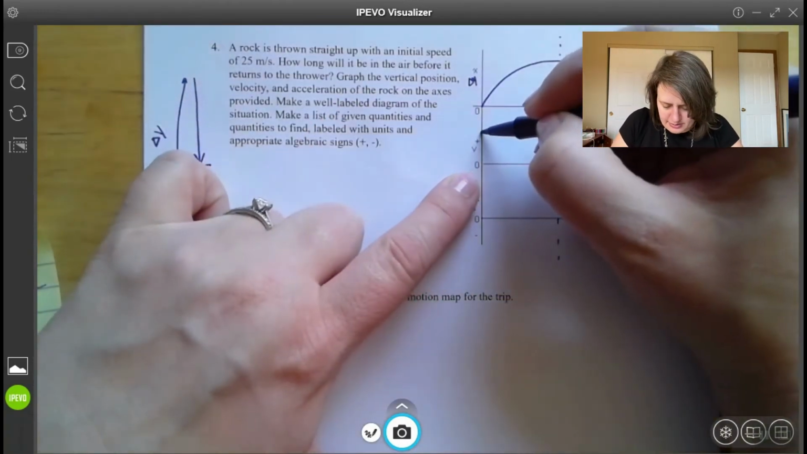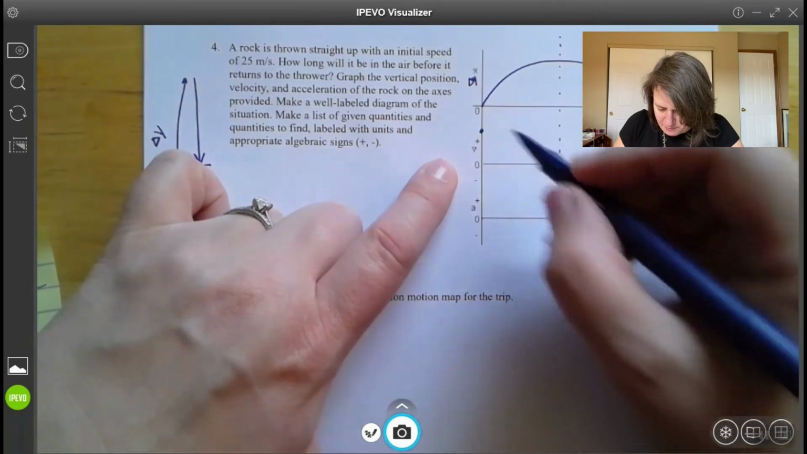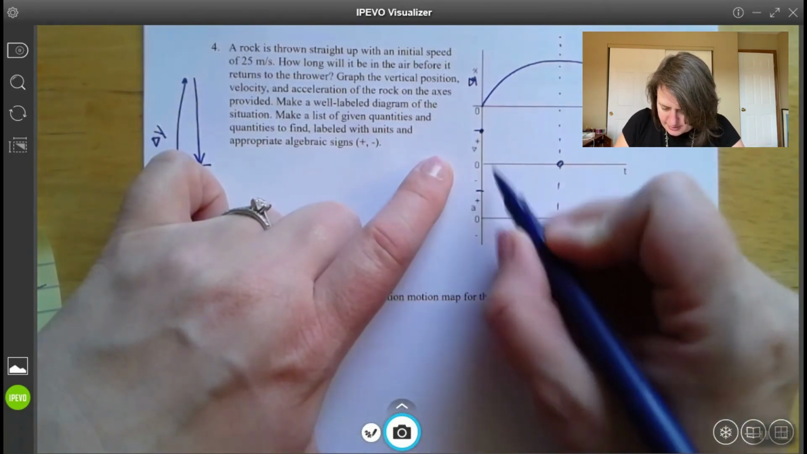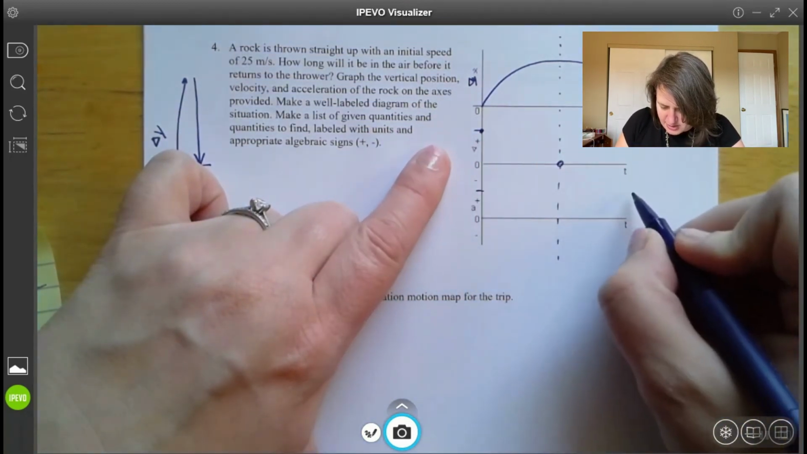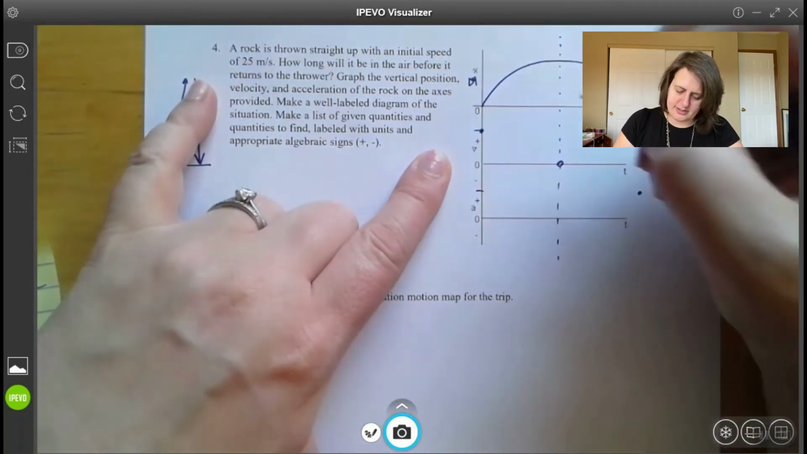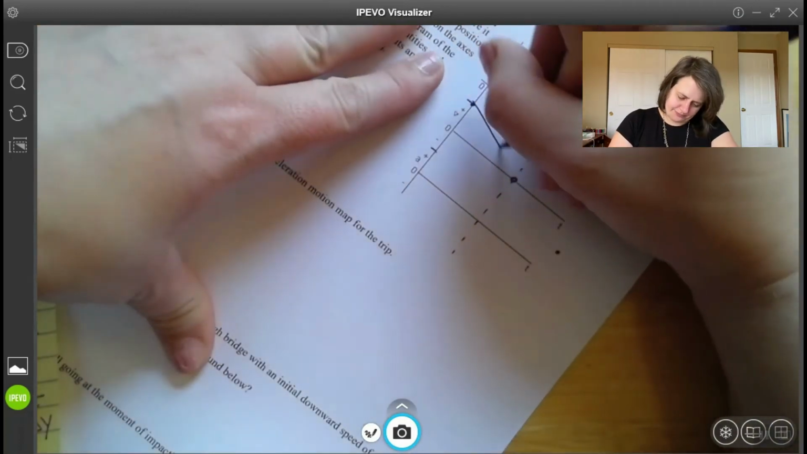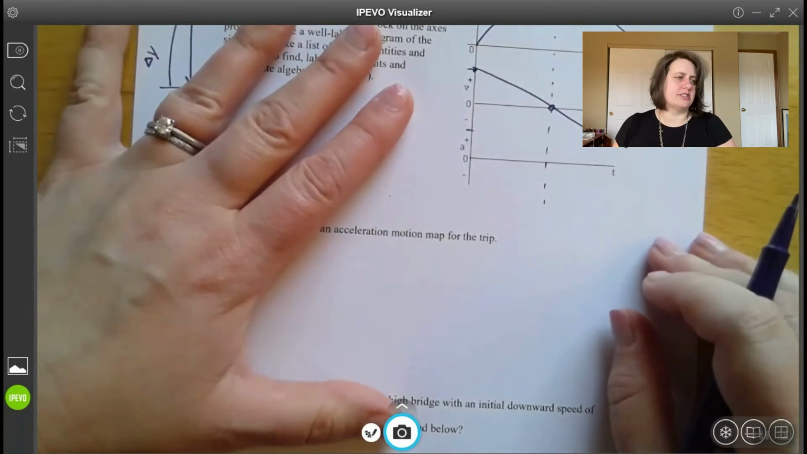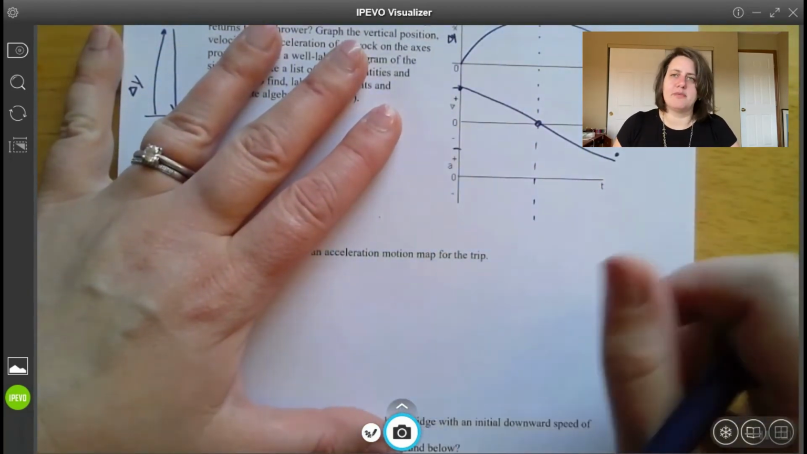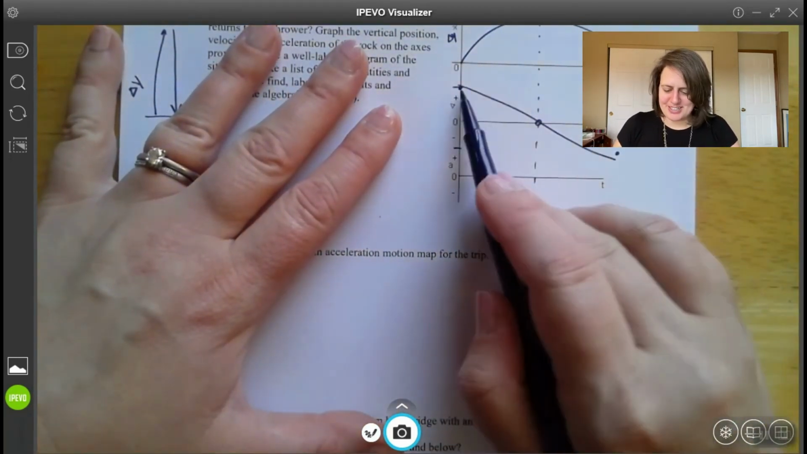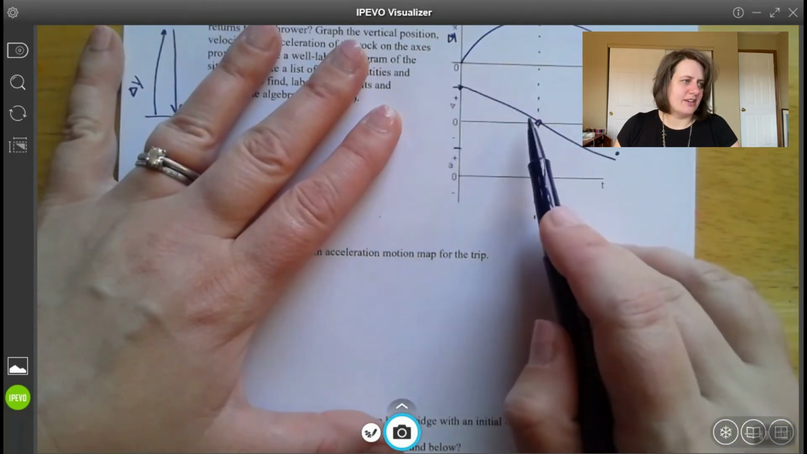So when we draw our velocity versus time graph, we're going to have a line here and here that are about the same value on either end. So we end up with a velocity versus time. That should be a straight line. It's kind of bendy, but we end up with a velocity that starts higher and positive, goes to zero, and then becomes negative.